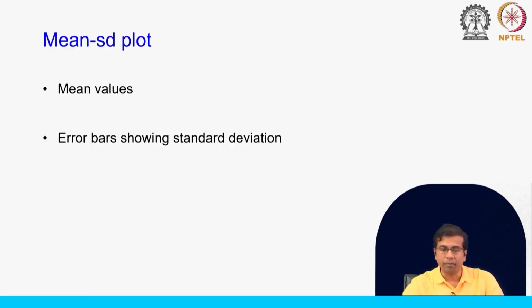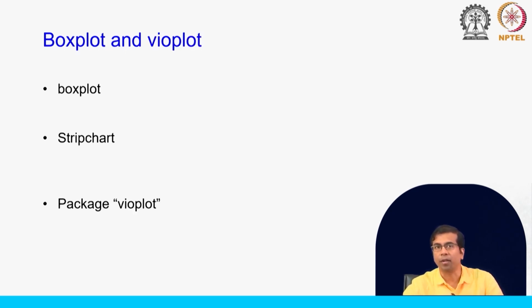Okay. So, let us start with the mean SD plot first. So, we will see the mean values and then we will add the error bars that will show the standard deviation. Okay. And we will start with that first, and then we will talk about box plot and violin plot. For the box plot we will use the command boxplot, and we will also use the command stripchart. Okay. So, stripchart command is actually used to add the data points. Okay. So, we will talk about this in a step by step manner, and finally, I will just mention the vioplot command. So, this is part of the vioplot package.